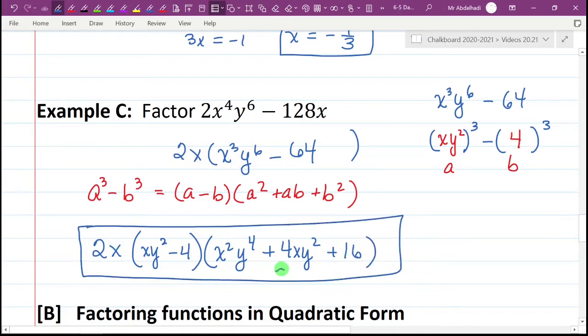Now you might say to yourself, well, can I still factor this? And the answer is no. You don't mess with this last trinomial. It's never going to be factorable. Okay, and that's it for differences and sums of cubes.